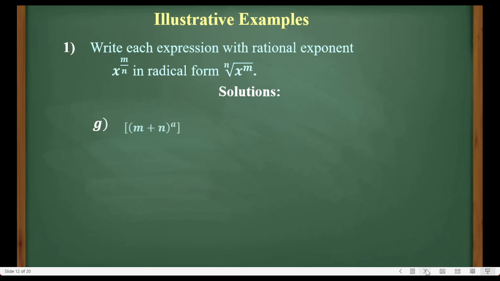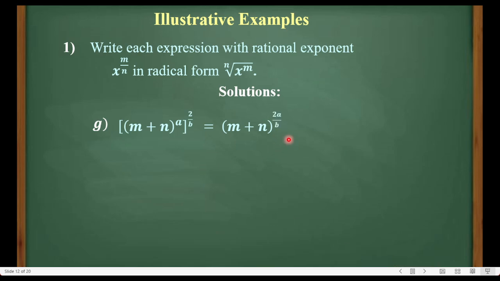G. How about this one? Quantity m plus n to the a raised to 2/b. So here we can simply apply the power of a power law by simply multiplying the inner and the outer exponent. So therefore, we can simplify this at this point as quantity m plus n raised to 2a/b.